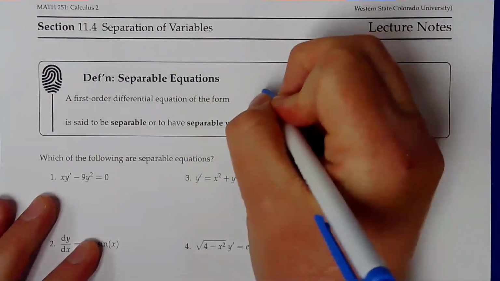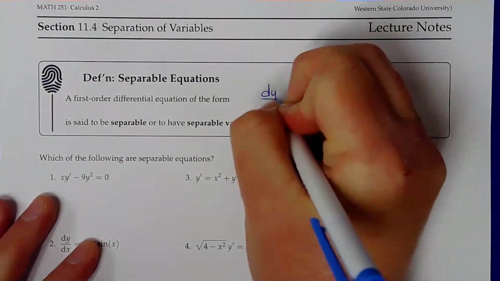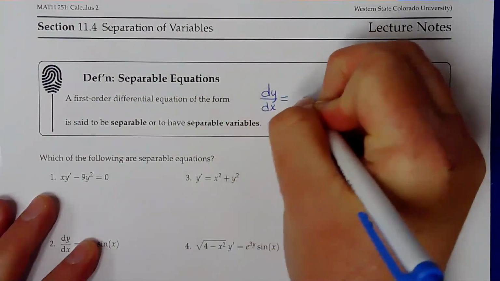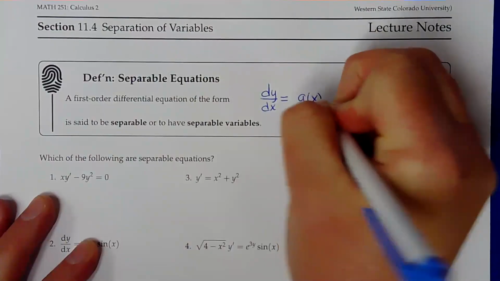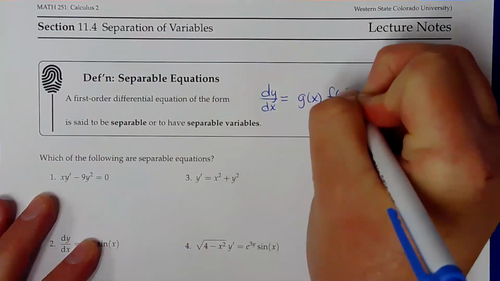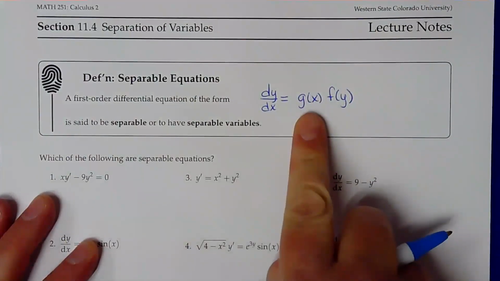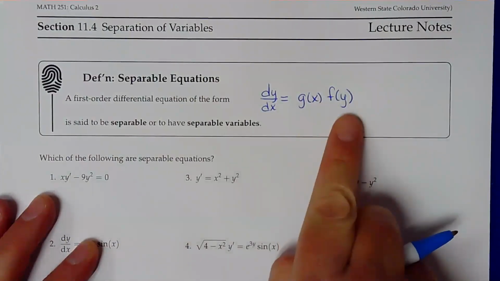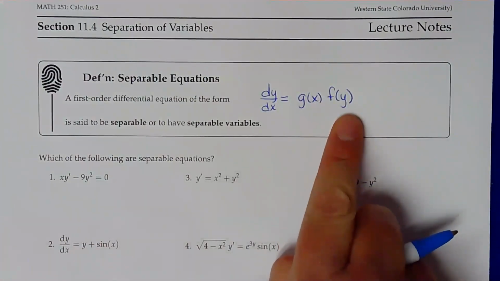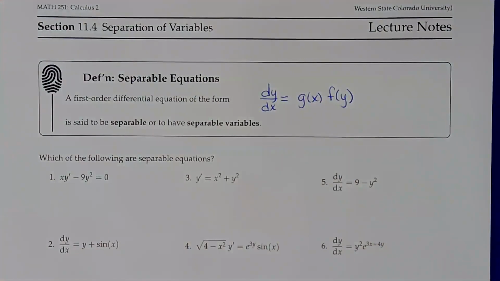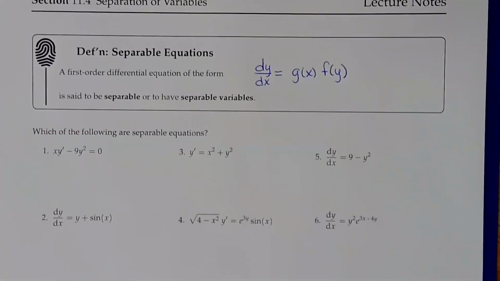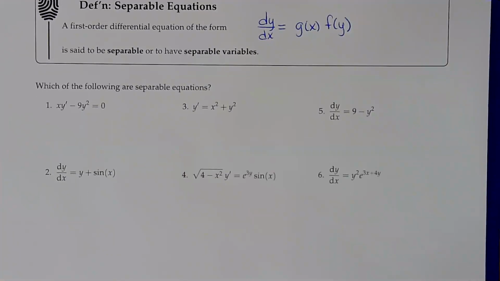We just have a first derivative, and it's said to be separable, or to have separable variables, if it can be written in the form dy/dx is equal to g of x times f of y. In other words, we have some sort of function of x times a function of y. All right, so let's look at these numbers 1 through 6 and see if we can figure out which ones are separable and which ones are not.